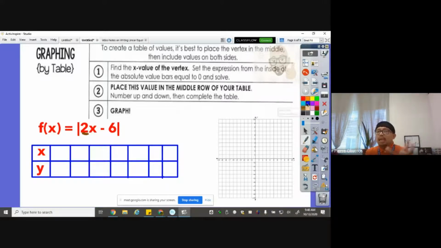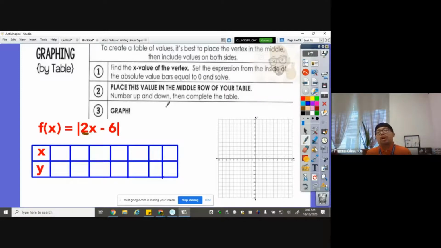Kind of similar but slightly different. So let's read this step. To create a table of values, it's best to place the vertex in the middle, then include the values on both sides. So in this case, we're going to do some computation. So how do we do it?